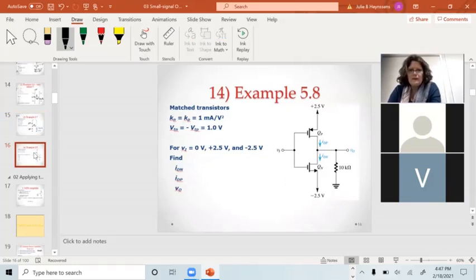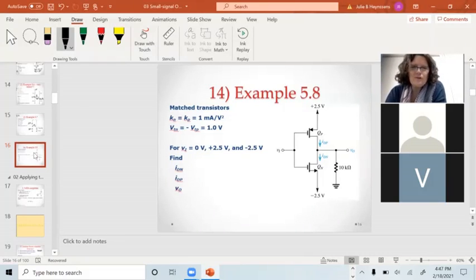Okay. Have you seen this circuit before? Does it look like a CMOS inverter? Okay, good. Somebody acknowledge that.